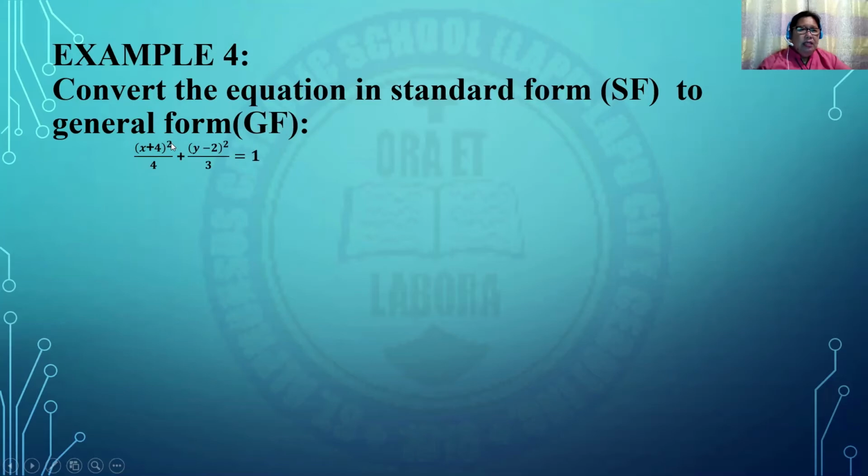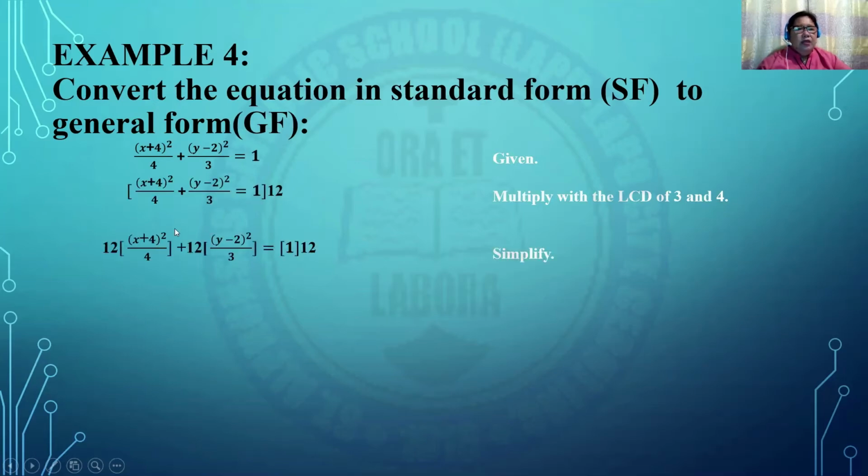The given is the square of x plus 4 over 4 plus the square of y minus 2 over 3 is equal to 1. And you have to multiply with the LCD of 4 and 3, so that is 12. So you have to simplify. 12 by 4 is 3, 12 by 3 is 4.